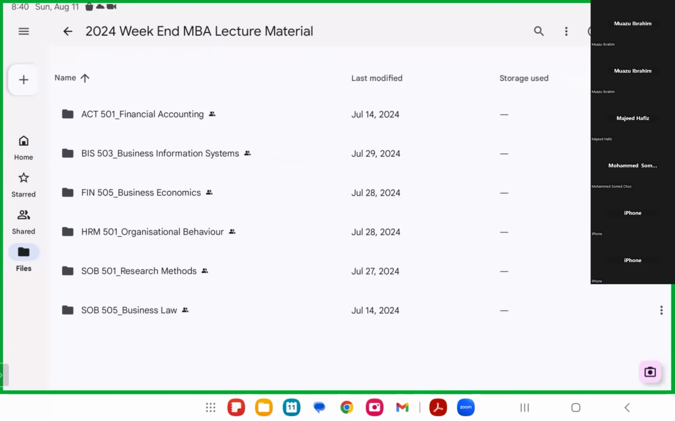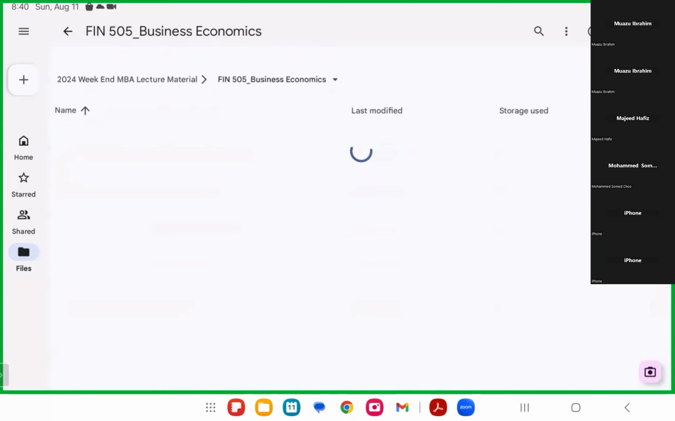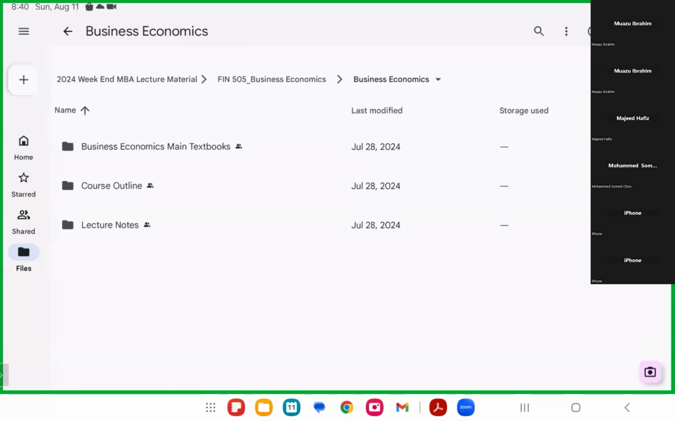I will reshare. So when you can see all the course materials here, have you seen? Yes, sir. And you can see business economics, the third one. So when you go here, you also see the business economics. You click here. Here you have the economics textbooks, as you can see. You also have the course outline, and you also have the lecture notes.